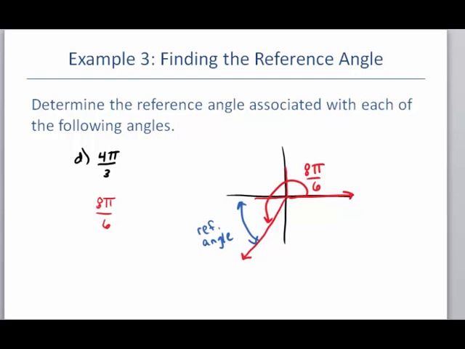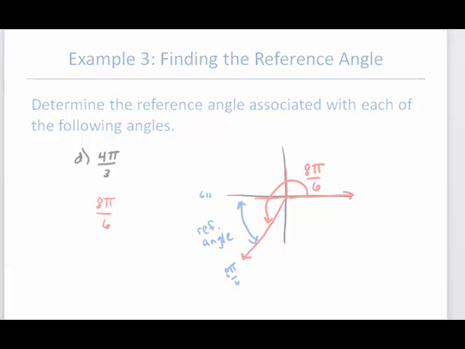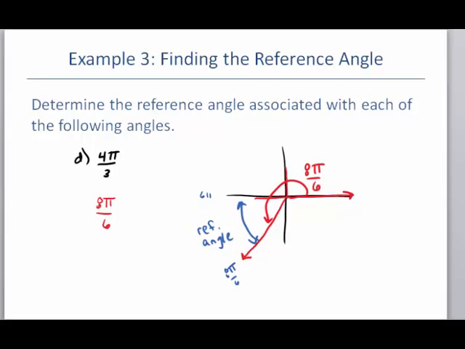And what is the measurement? Okay, so let's see. We know this is 8 pi over 6. Remember that straight across was 6 pi over 6. And so the difference between 8 pi over 6 and 6 pi over 6 would be 2 pi over 6. And 2 pi over 6 is going to reduce to pi over 3. So our reference angle will be pi over 3.